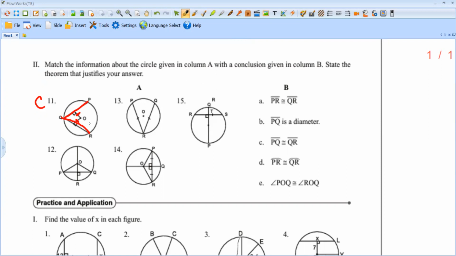Number 12. Adrian. Let's check number 12. 12 is A po. A, PR is equal to QR. No, no sir, D pala sir. Okay, D. Where is that? Arc PR is equal to QR.